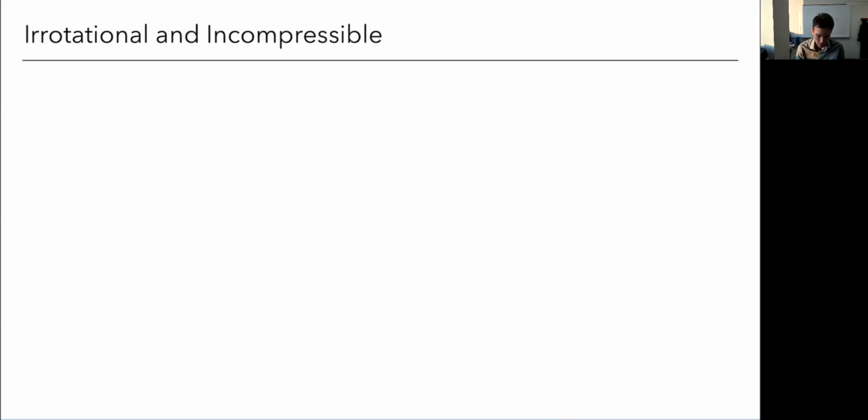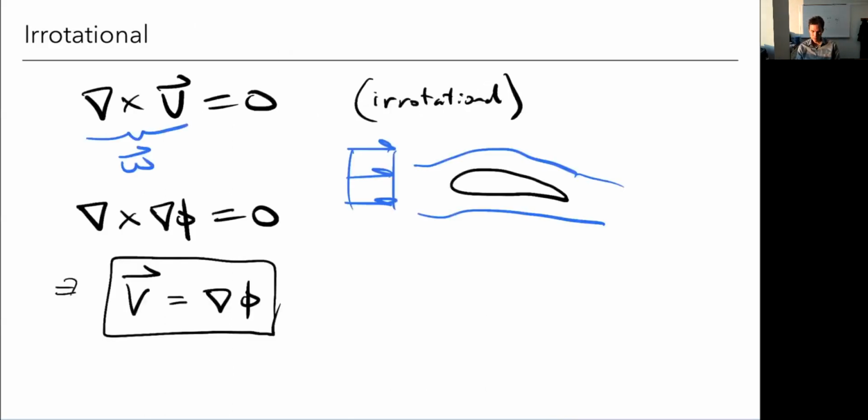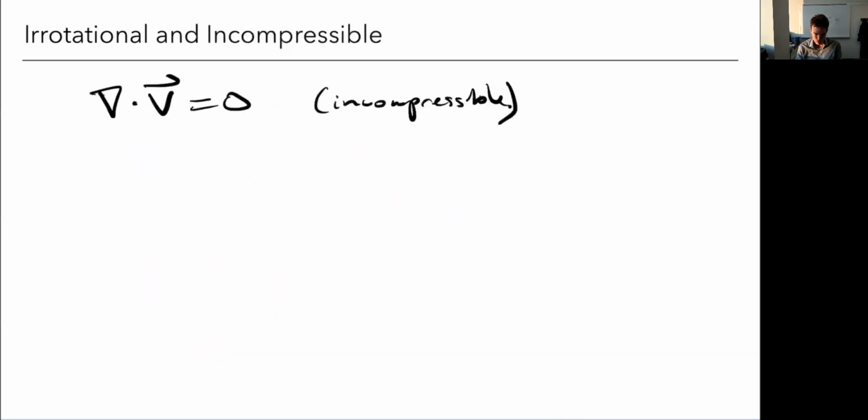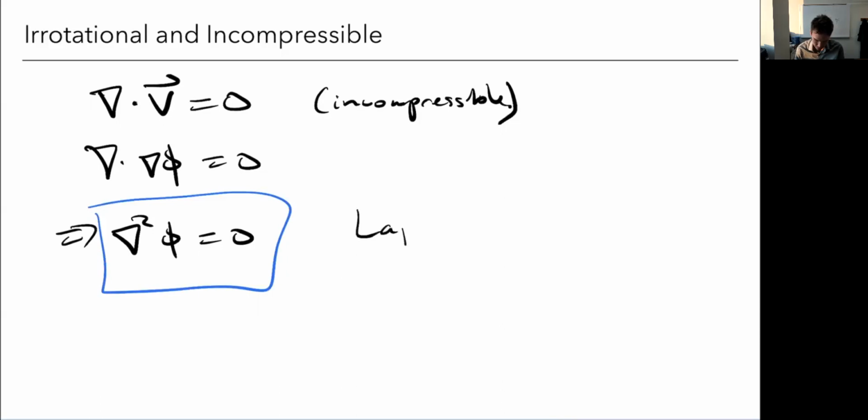If you remember mathematically, the condition for incompressibility is that the divergence of the velocity is zero. That's the incompressibility condition. So if something is incompressible and irrotational, here's the irrotational condition, we plug that in, and the divergence of this gradient field is zero, or in other words, we get Laplace's equation. Laplace's equation, okay? That's big for several reasons.